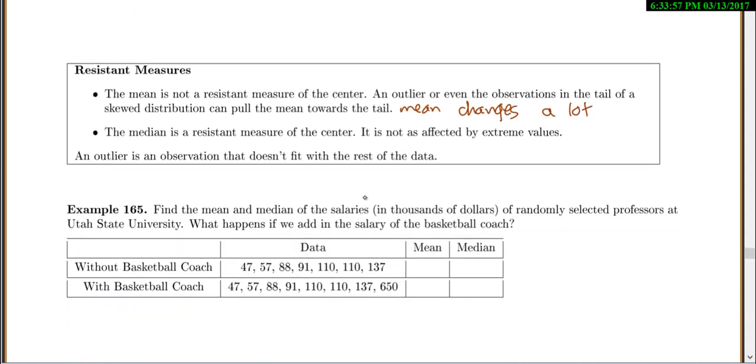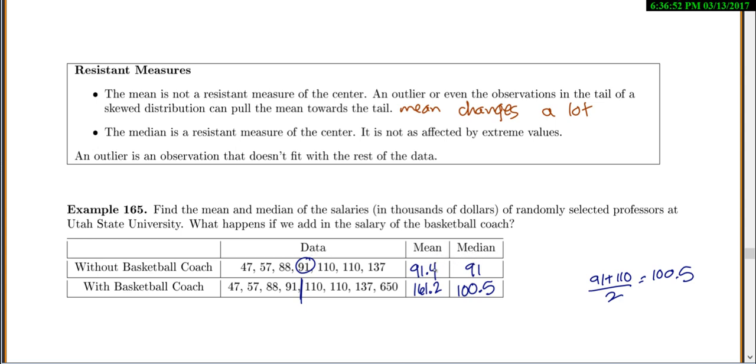So in this next example, take 2 minutes and find the mean and median for these 2 different data sets. These are the data sets of salaries of randomly selected professors, and then I added in the basketball coach. Okay, so find the mean and median, and we'll compare them. Okay, so without the basketball coach, you should have got a mean of 91.4, and for your median, 91 is right there in the middle.